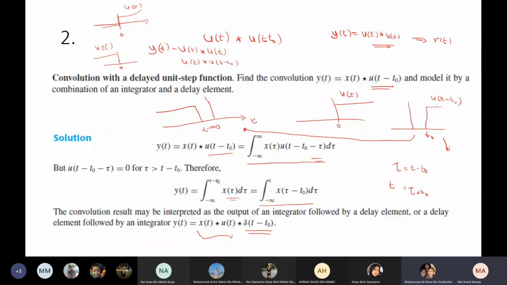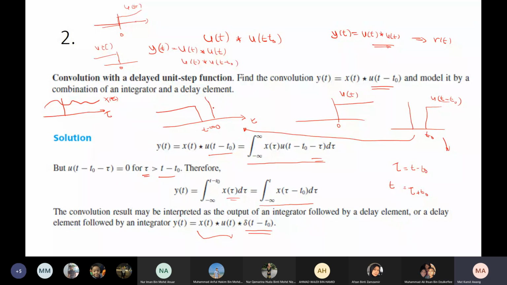Okay. So in this case, let's say you have x(t) and u(t minus t naught). So let's say this is x(t), this is your t. And if you plot on the tau, this is x(tau). You want to compare with this. So basically this one, you flip like this. So that's why we say that tau is greater than t minus t naught, because t minus t naught is here.